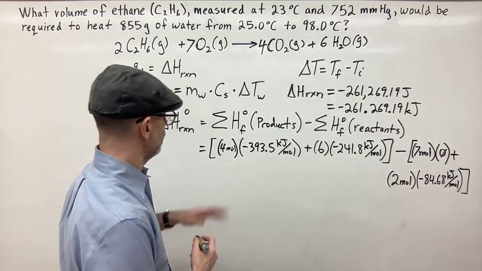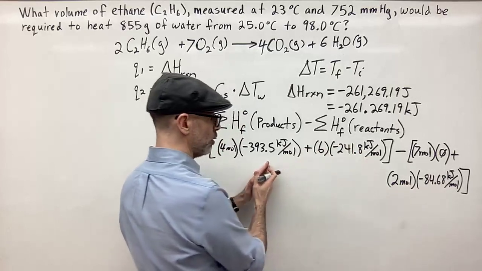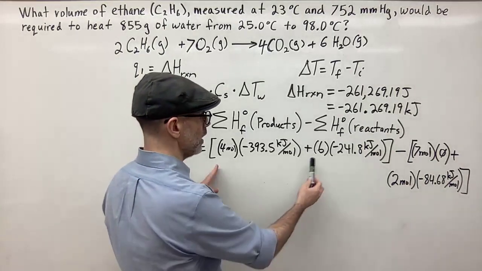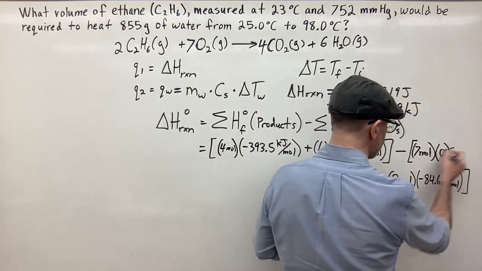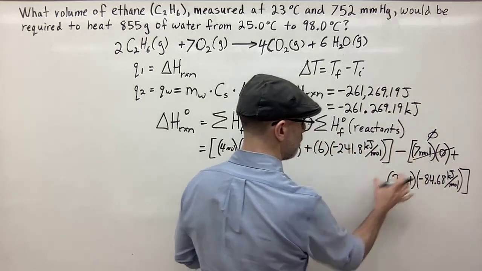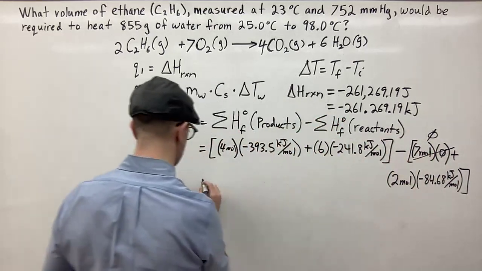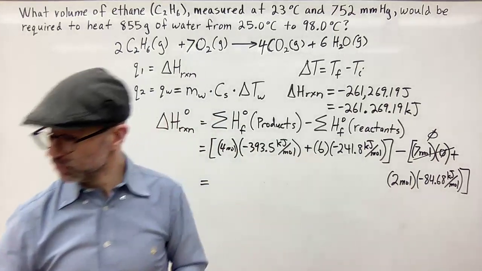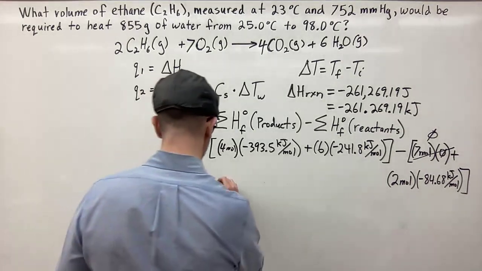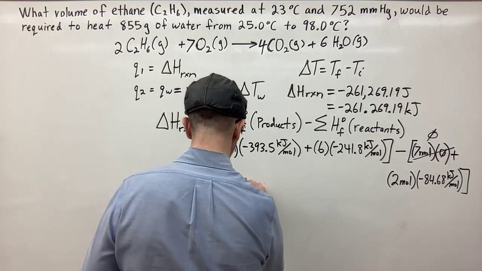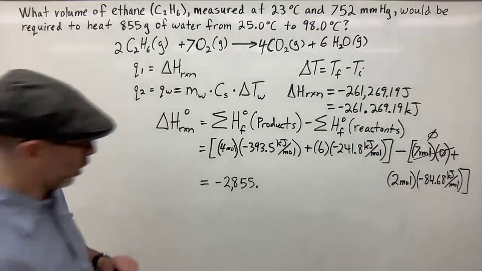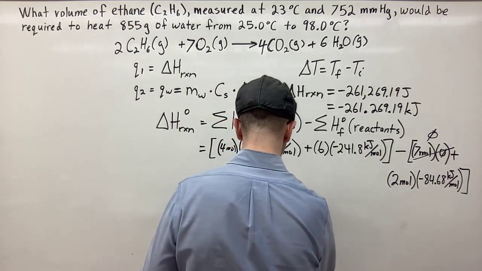So now all I need to do is multiply this together, add those, and let's see what I got. Yep. And then this ends up being zero anyway, so that's zero. Then I multiply these together, so negative times a negative becomes positive. So I'm adding that. When I do all the math, what did I get? I got negative 2855.44 kilojoules.